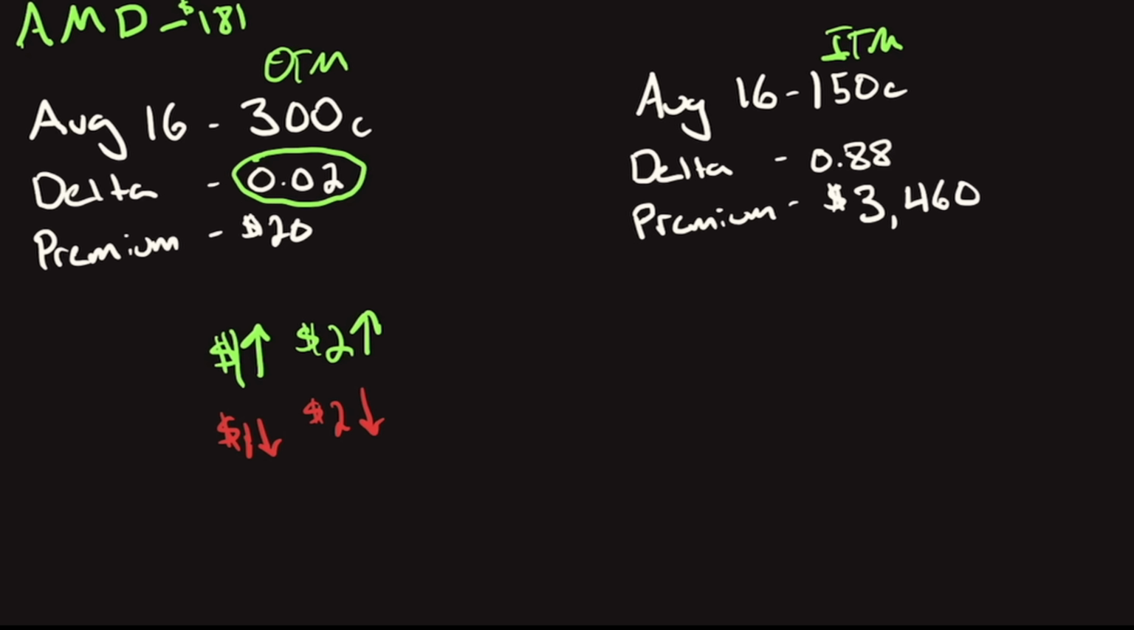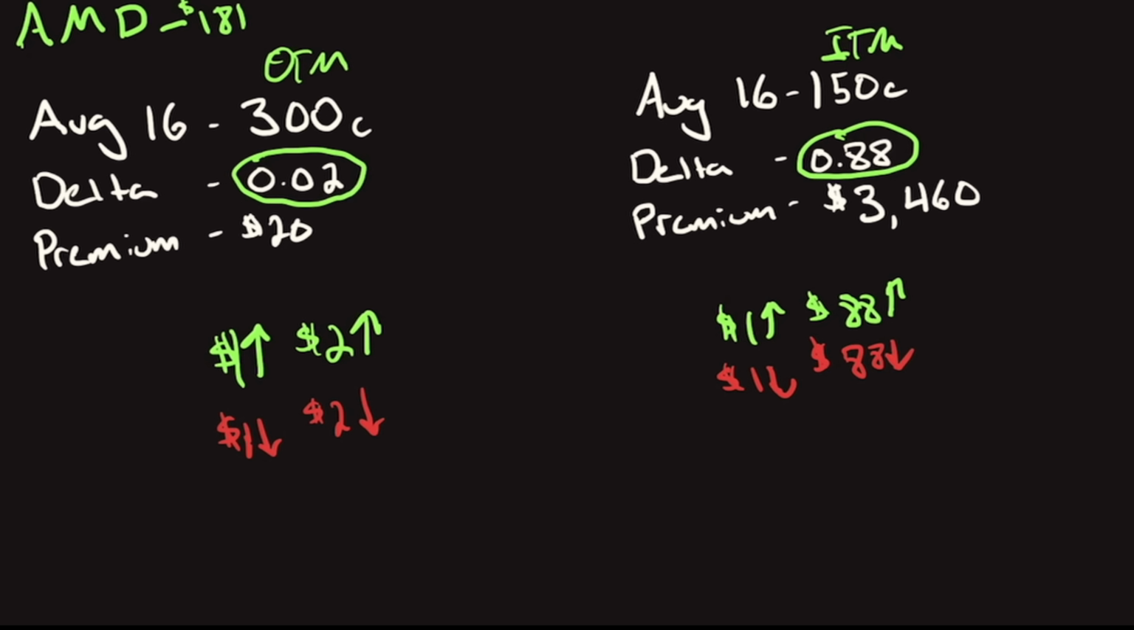On the right-hand side, on the in the money option, we have a delta of 0.88. That means that for every time the stock price goes up by $1, we're going to make $88. Okay? The exact opposite is true again. If the stock price goes down by $1, we are going to lose $88. Sorry for my scribbly handwriting.